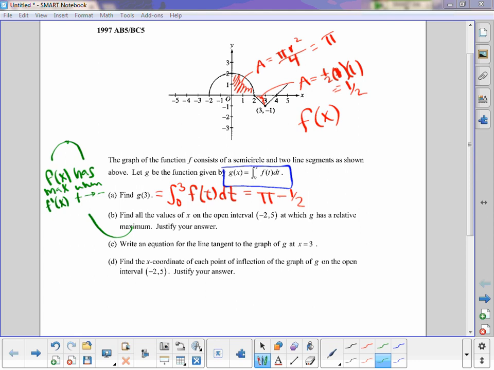Now we want to know where g has a relative maximum. So what we're looking for is when g prime of x goes from positive to negative. Well, I don't have g prime of x. I only have g of x. Now this is where today's topic is going to come into play. What do we know about derivatives and integrals in terms of operations? Yeah, one goes one way, the other goes the other way. They're inverse operations. They undo each other.